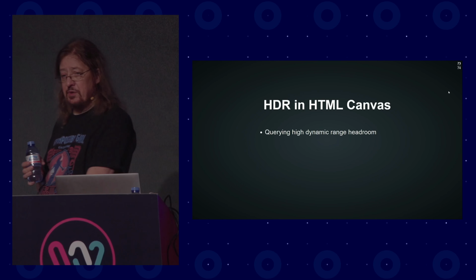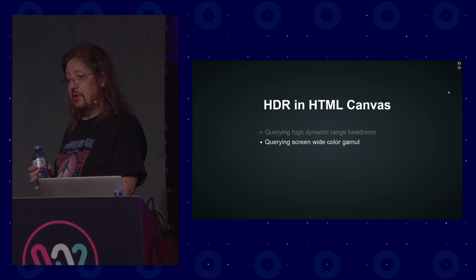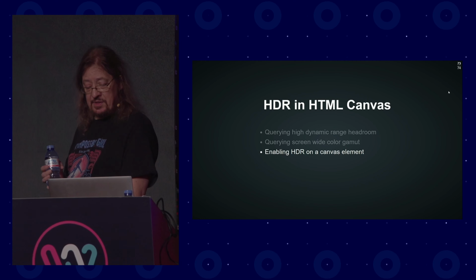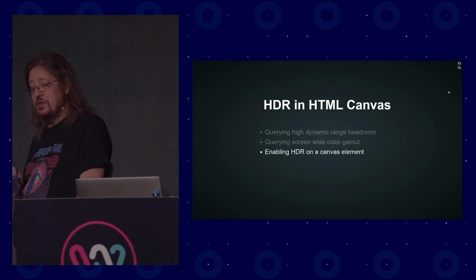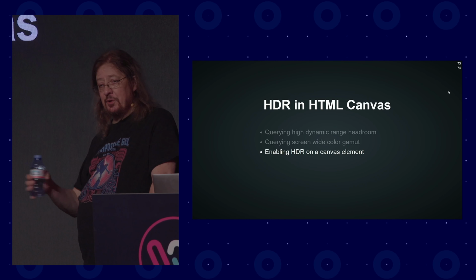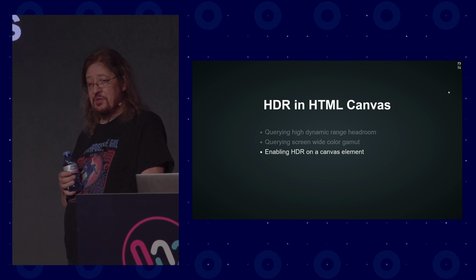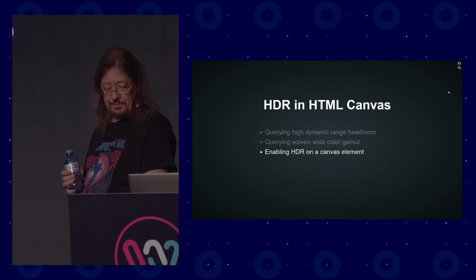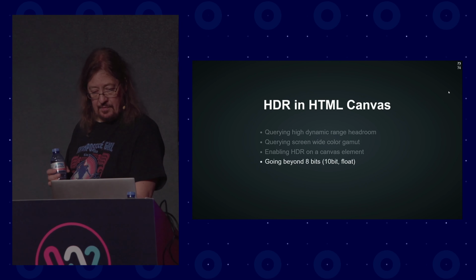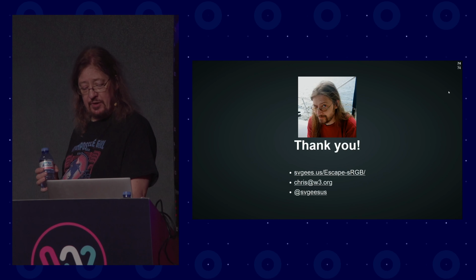You can also do things like query the dynamic range headroom. You can query the screen gamut. So this looks like being quite a useful technique for CSS as well. You set up a little canvas somewhere, you query its properties, you know more about the screen. Now you've got more confidence in the colors you're going to use. And yeah, as I said, it goes beyond 8 bits, so we've got float.